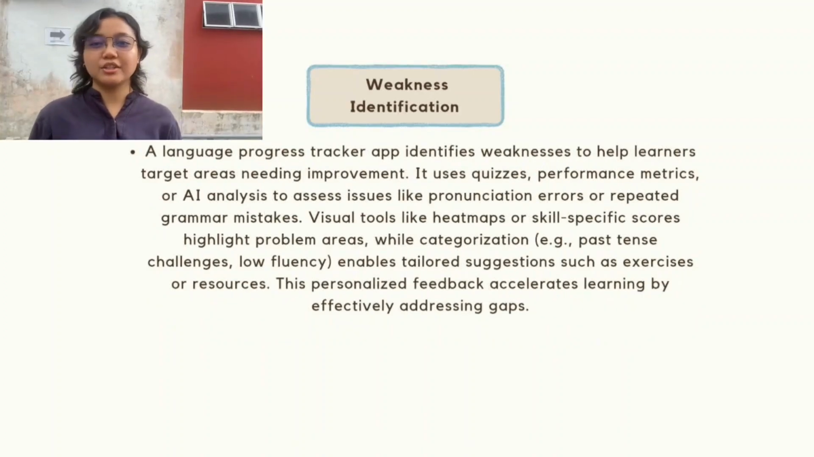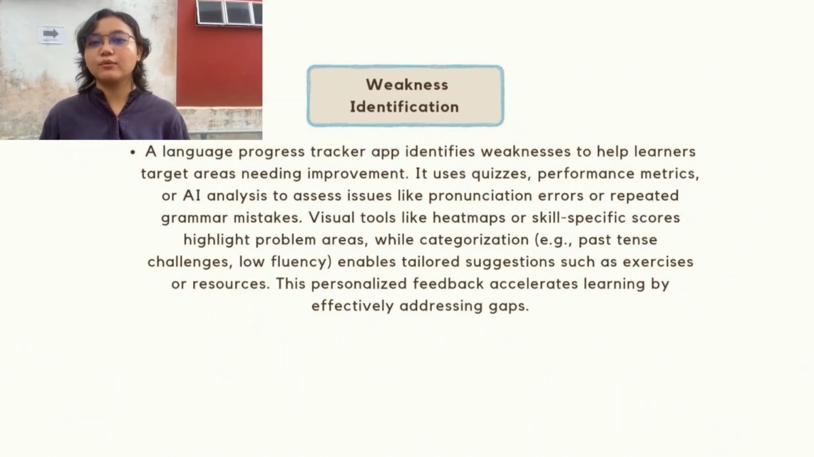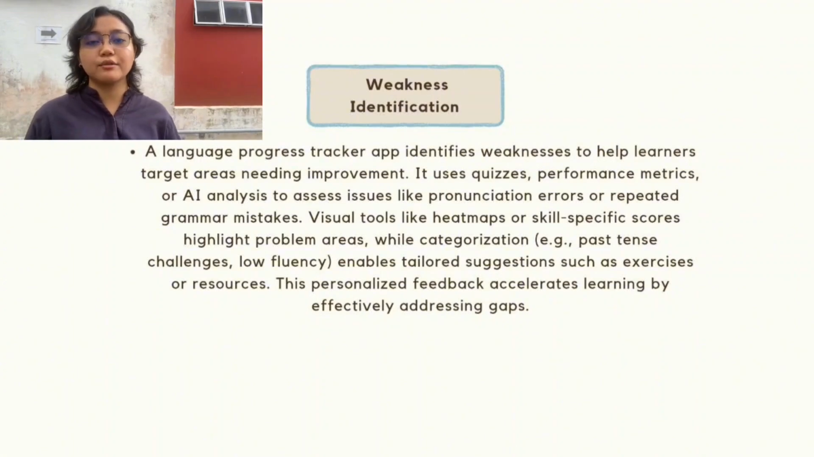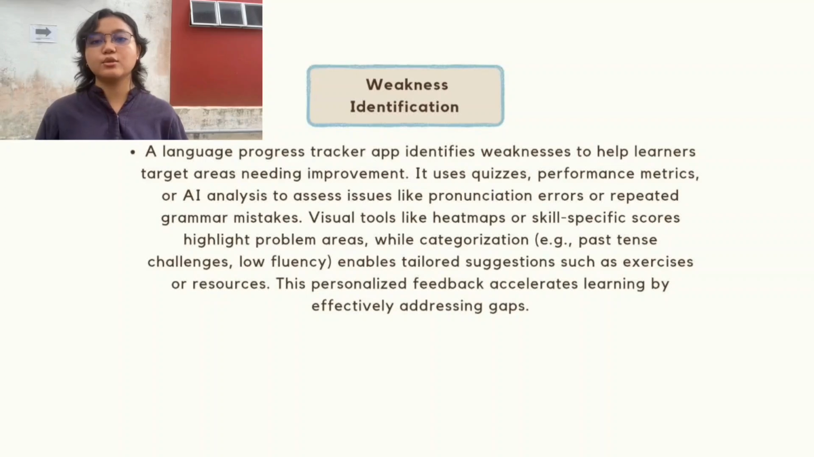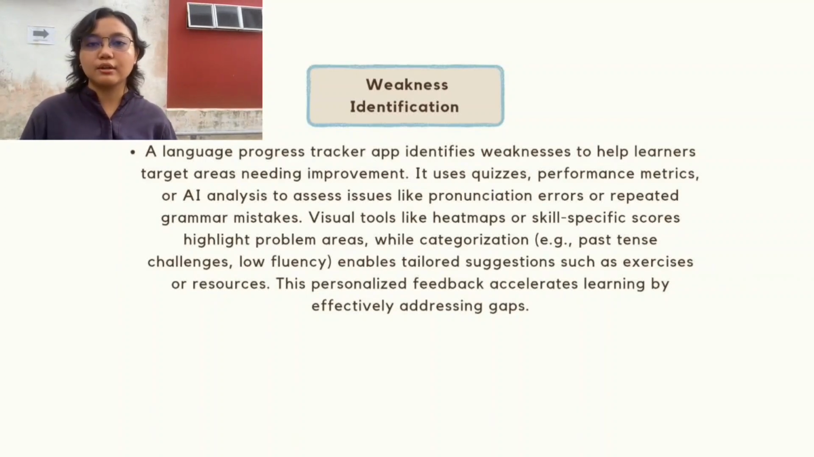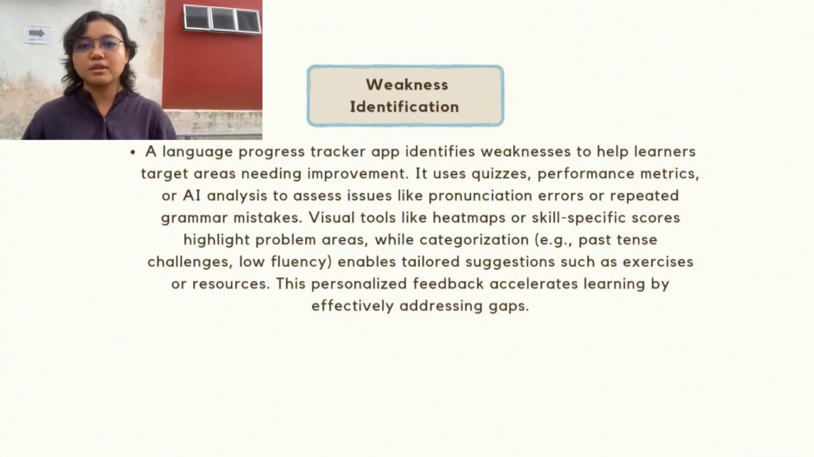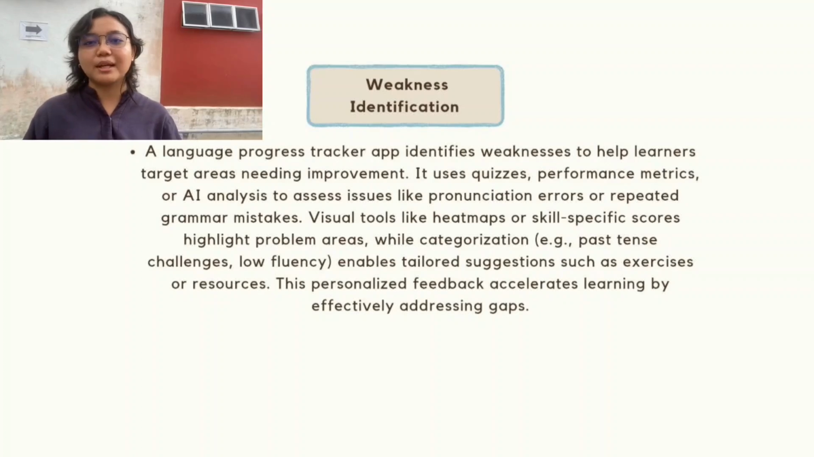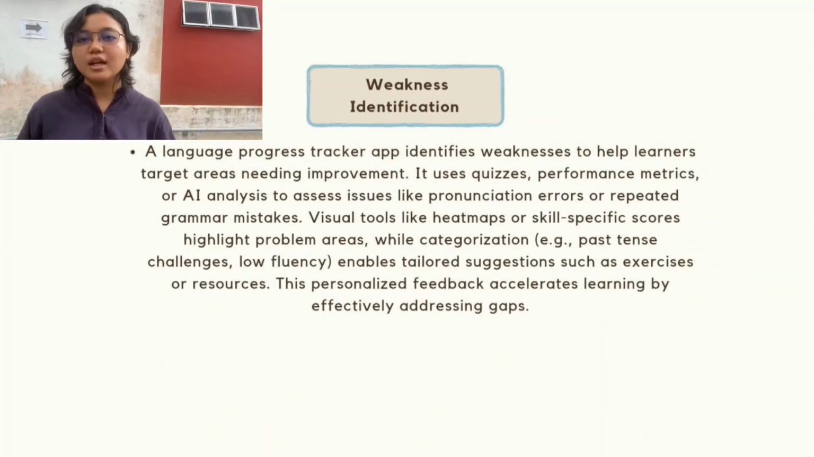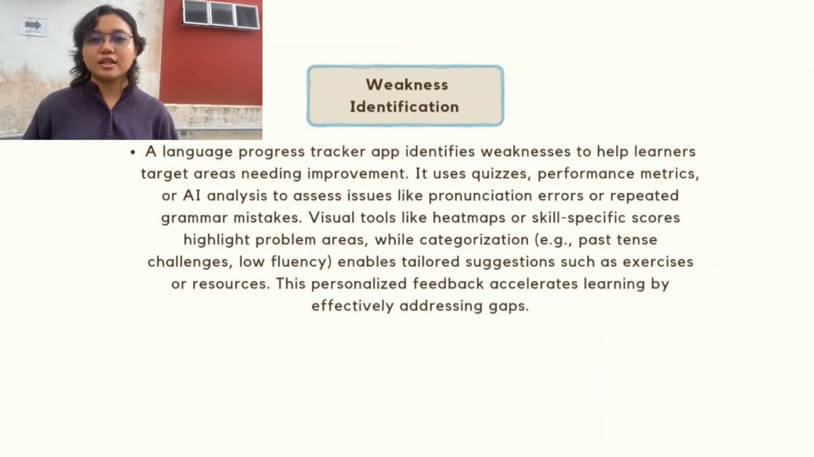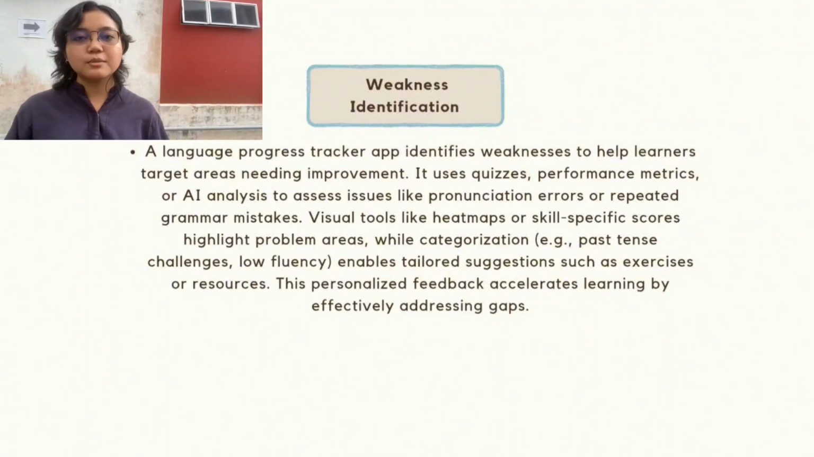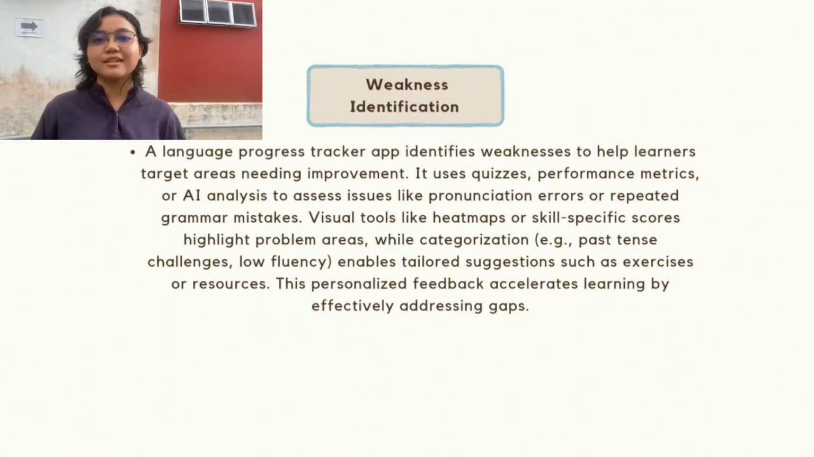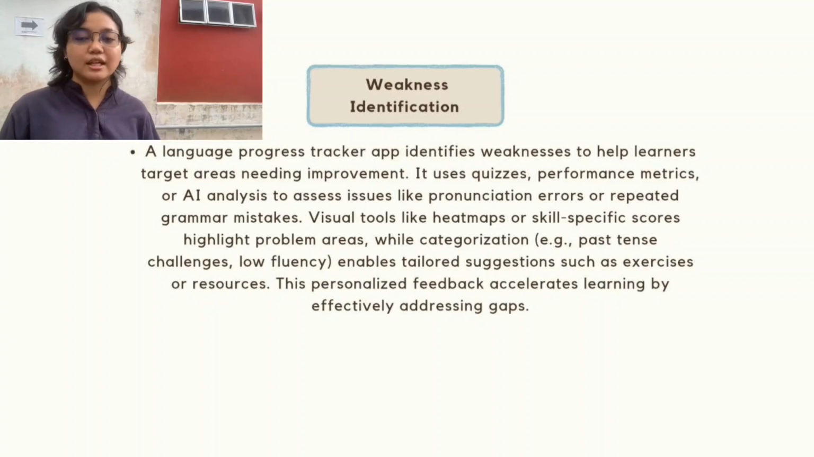For weakness identification, a language progress tracker app identifies weaknesses to help learners target areas needing improvement. It uses quizzes, performance metrics, or AI analysis to assess issues like pronunciation errors or repeated grammar mistakes. Visual tools like heat maps or skill-specific scores highlight problem areas, while categorization, for example past tense challenges or low fluency, enables tailored suggestions such as exercises or resources. This personalized feedback accelerates learning by effectively addressing gaps.